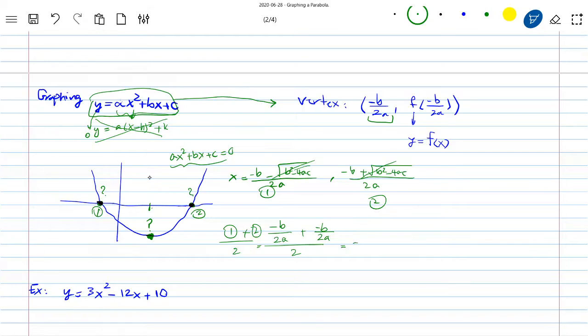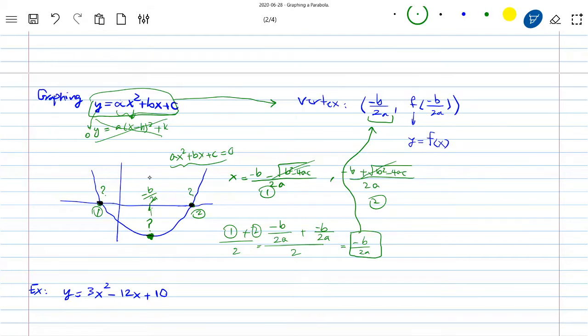And what you get at the end is negative b divided by 2a, because this would be negative b divided by a, divided by 2 again. So negative b divided by 2a is basically the x coordinate of the vertex. It's exactly this location.